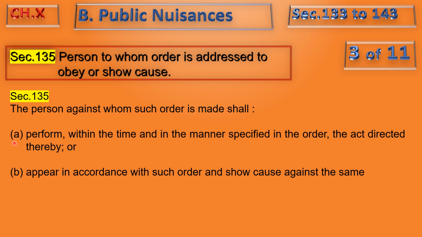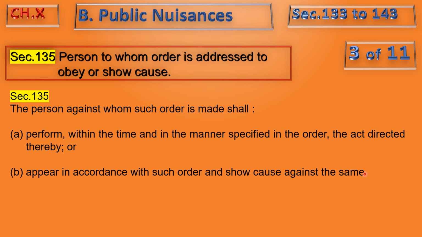First, he may perform within the time specified, in the manner given in the orders, that is, how the nuisance has to be removed. The second option is that he may appear in accordance with such order and show cause against it, that is, why he is doing so. It's causing public nuisance, man, you have to remove it.